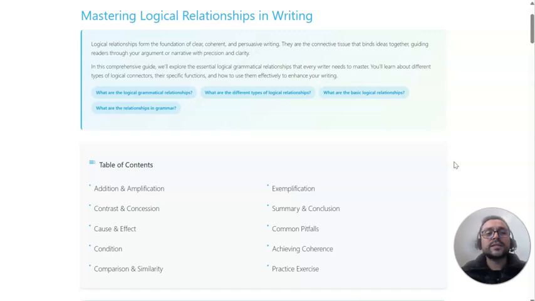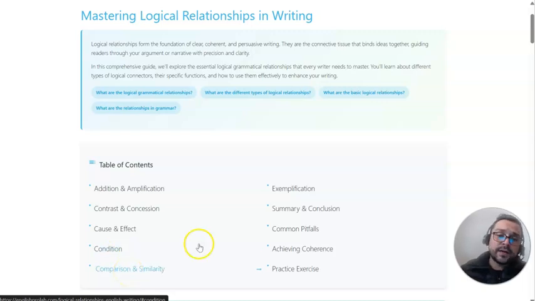You'll also learn about different types of logical connectors, their specific functions, and how to use them effectively to enhance your writing. The specific logical connections that we're going to look at are the following: addition and amplification, contrast and concession, cause and effect, condition, comparison and similarity, exemplification, summary and conclusion. We're also going to look at some common pitfalls, some tips on how to achieve coherence, and at the end of the video, I'll leave you with a practice exercise that you can do on your own after watching it.